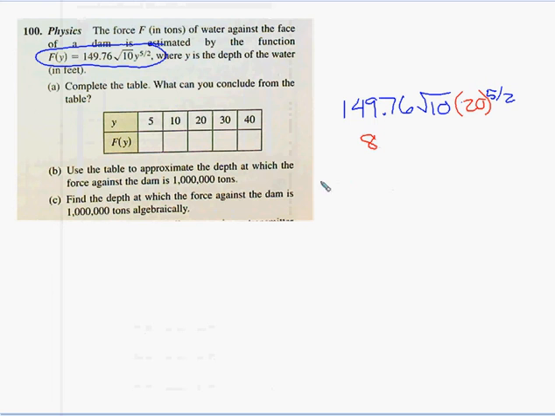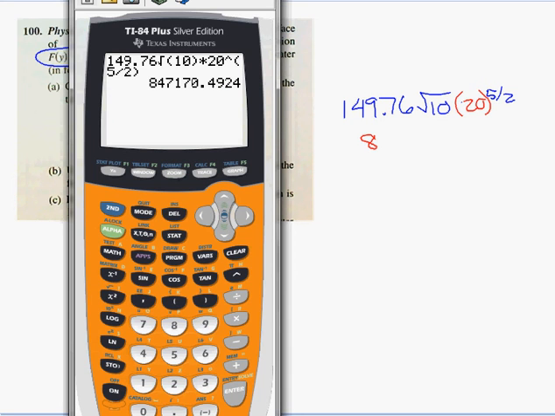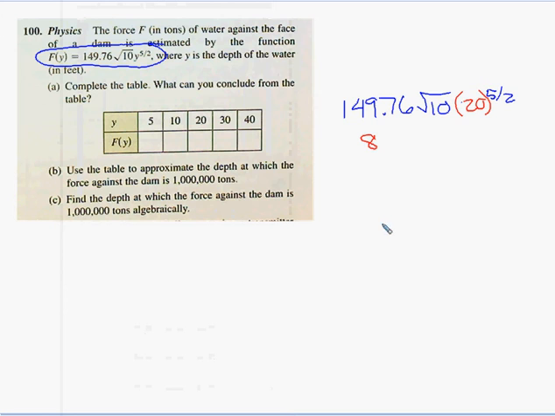All right, so we're going to end up with, let's see, about 847,170. Okay, so that is going to be the value for 20. So these numbers are going to be kind of big, so you have to make your table kind of big.